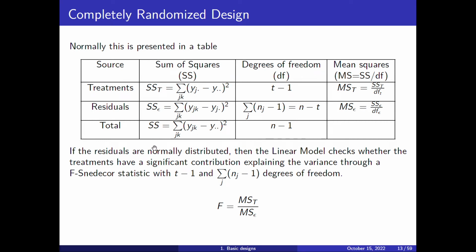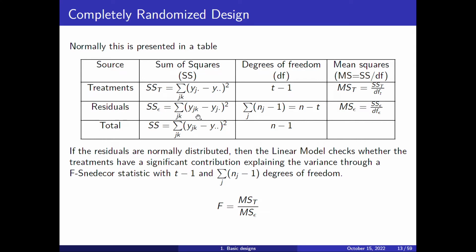So you will have a table in which you have the total sum of squares, the total number of degrees of freedom, and then you will annotate how many degrees of freedom you have spent in the treatments, how many are left for the residuals, and what are the sum of squares of the treatments and the residuals. So these things we have seen.